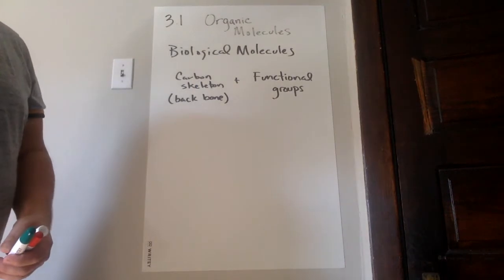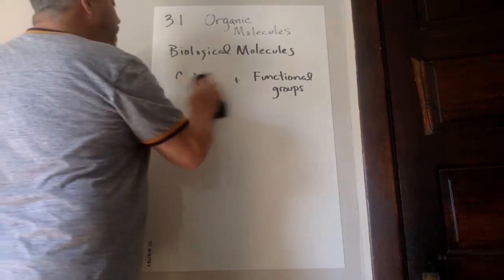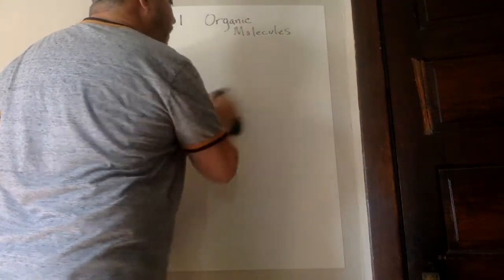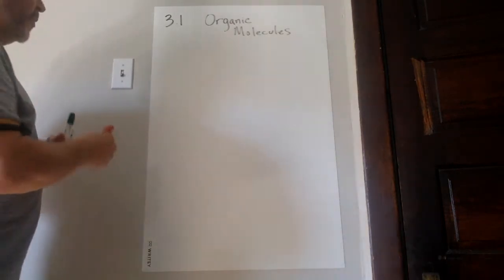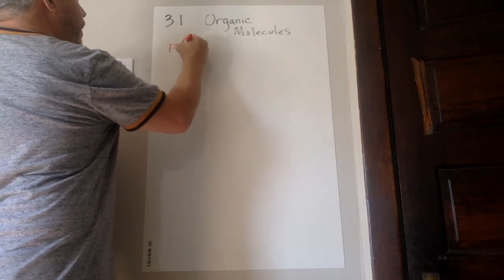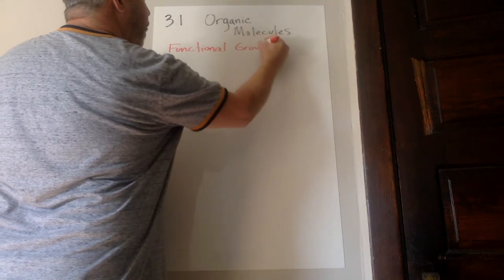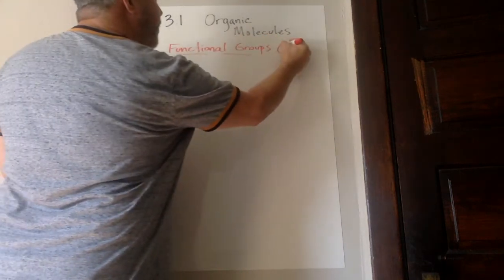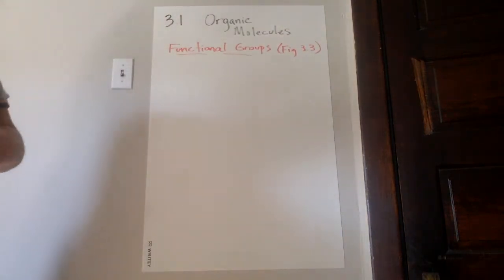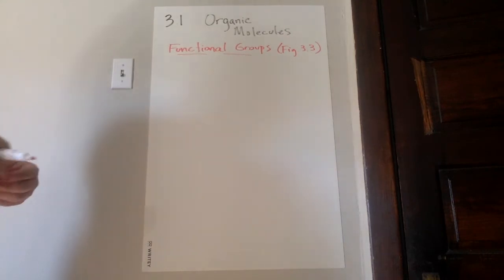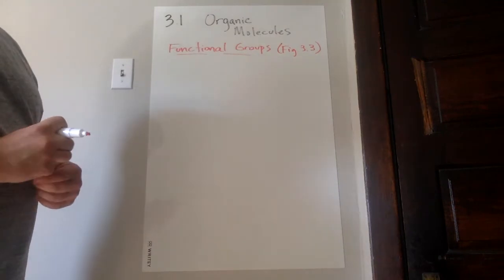Our functional groups can be seen in table or figure 3.3. I'm going to need some room here, so I'm going to have to erase this off. So we're just now going to talk about those functional groups. And this is figure 3.3. These are very important to note, not just for this semester, but you're going to need these in your anatomy and physiology classes. You're going to need this in your micro classes. You're going to need this when you take genetics.